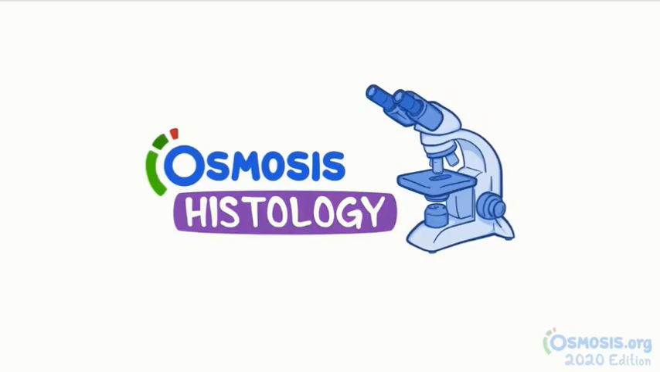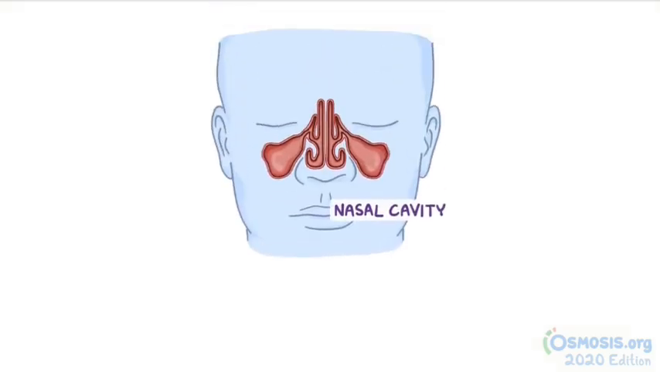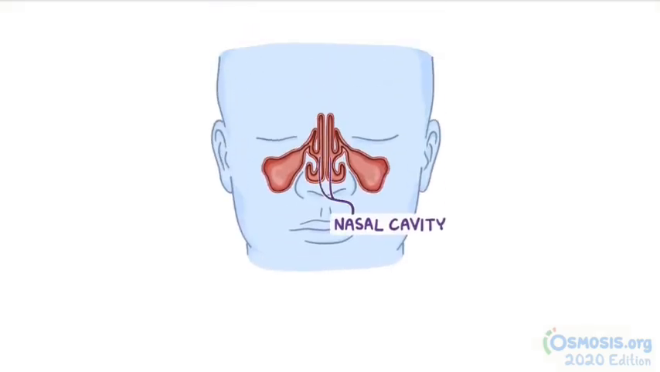Now, let's get a closer look. The nasal cavity is separated into 2 spaces, or fossae, by the nasal septum. The nasal septum can be seen along the midline. The nasal turbinates project into the nasal cavity in order to help increase the total available surface area.